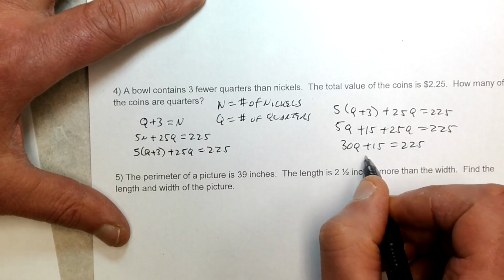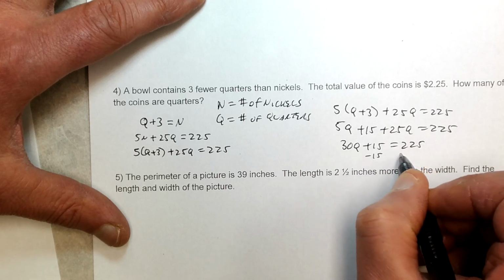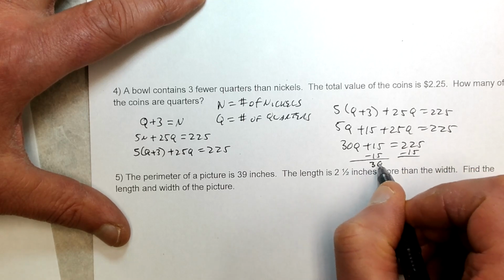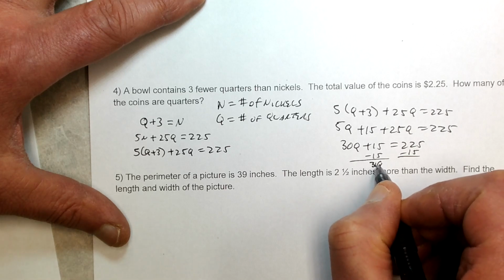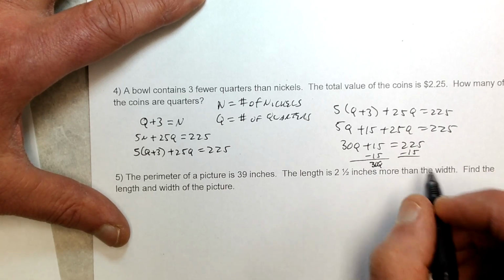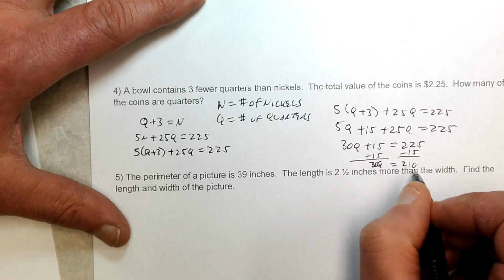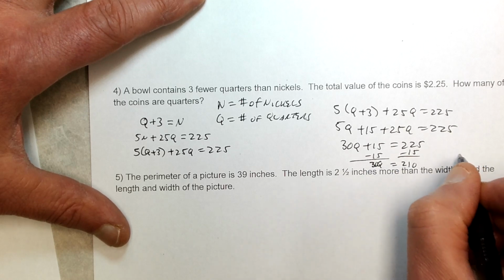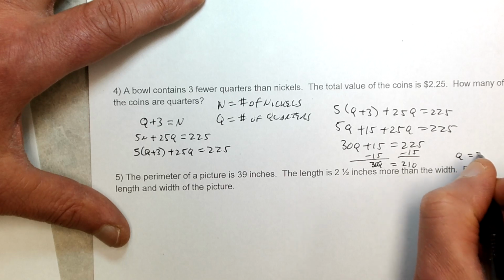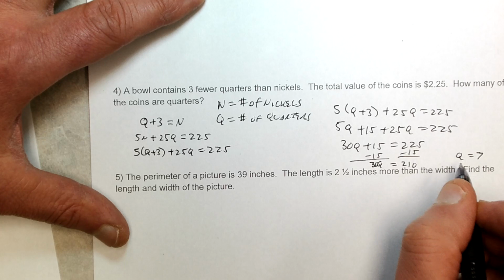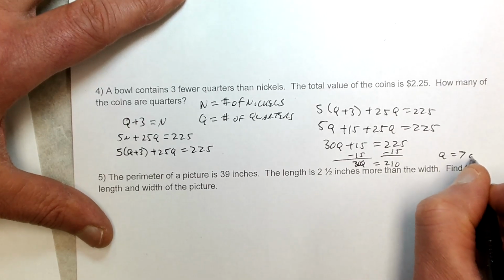I'm going to subtract 15 from both sides. And now I have 30Q equals 210. And I need to divide by 30 on both sides there. Ran out of room, but I would get Q is equal to 7. If I divided both sides by 30, I'd get Q is equal to 7 quarters.